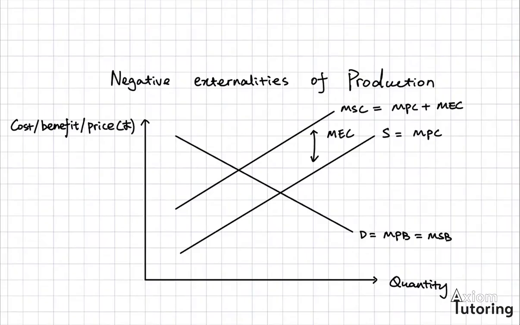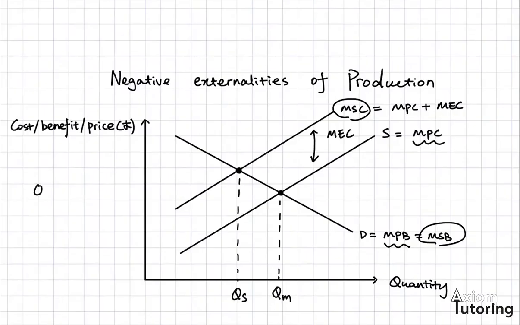Now, let's mark the market equilibrium first. It happens at the intersection between marginal private cost and marginal private benefit. At this point here, at a transaction quantity, which I label as QM. Now, let's mark the socially optimal output, which happens at the intersection between marginal social cost and marginal social benefit at this point here at a quantity which I label as QS. Notice that QM is greater than QS.